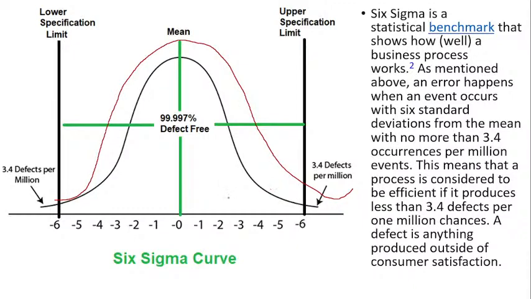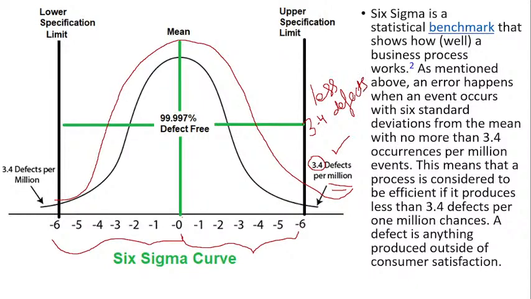An error happens when the event occurs at 6 standard deviations from the mean, with no more than 3.4 occurrences per million events. 3.4 defects per million means that the process is considered efficient if it produces less than 3.4 defects per 1 million chances. A defect is anything that is produced outside of consumer satisfaction.